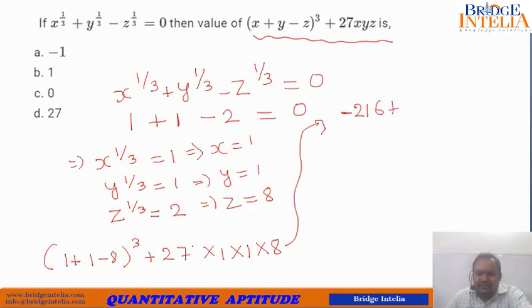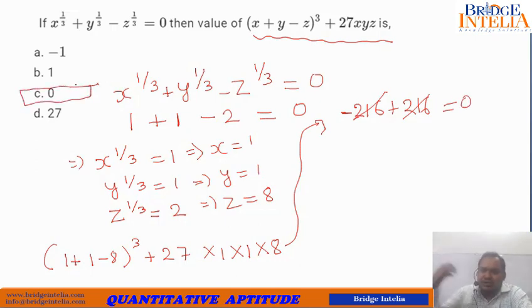And what is 27 into 8 equal to? So 27 into 8 is also equal to 216. So you can see for yourself this comes out to be equal to 0. So you see, without actually solving, you can guess the options, you can eliminate the options. So this is the power of hit and trial method, or power of putting the dummy values.